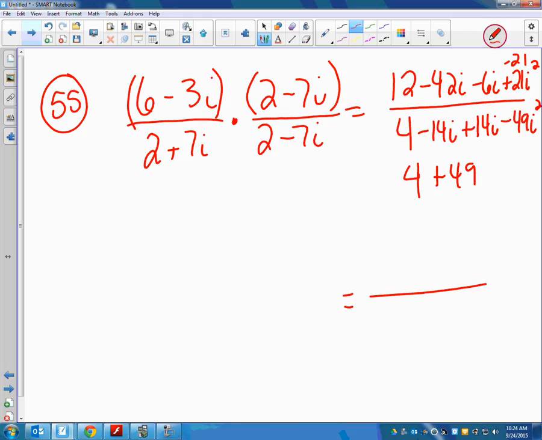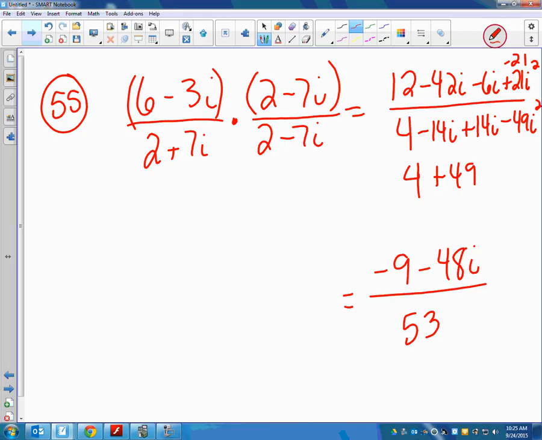So clean it all up. On the bottom, you get 53. And on the top, you get 12 minus 21, which is negative 9. And negative 42i minus 6i is negative 48i.